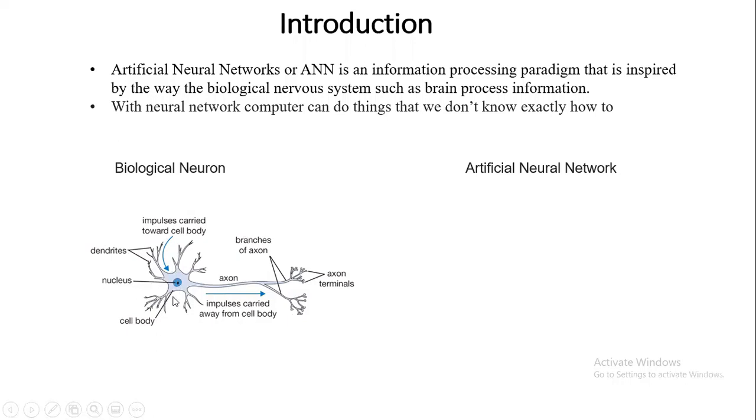This is the nucleus, where the signal is processed, and it is sent out by the axon terminals, and these terminals send the signal to other neurons. Like this, there will be other neurons receiving the signal through their dendrites from these axons. In a similar manner, the artificial neural network has been created.